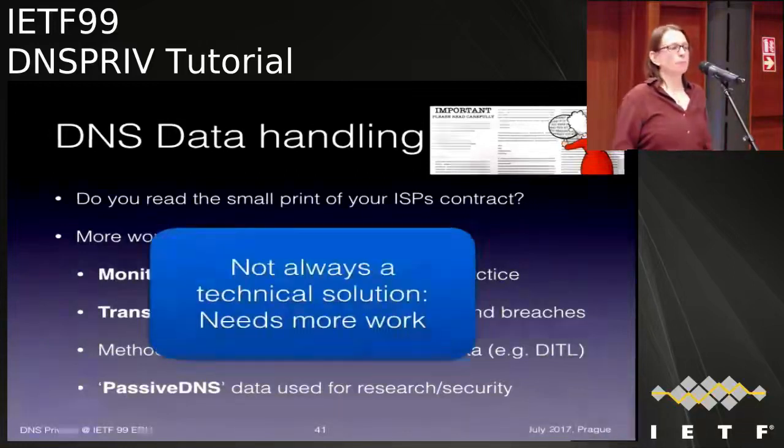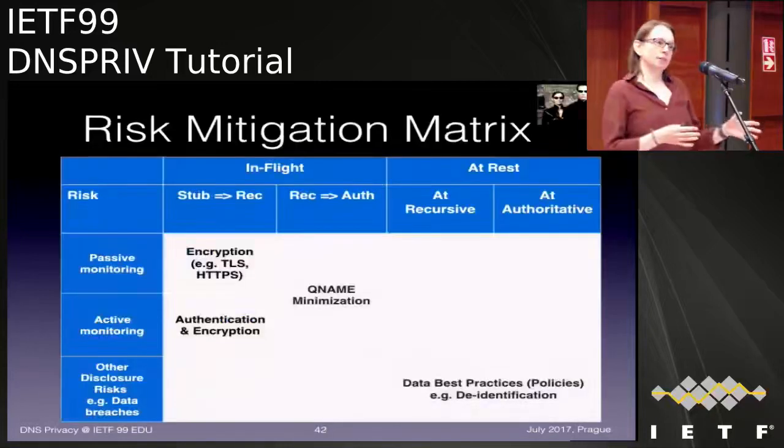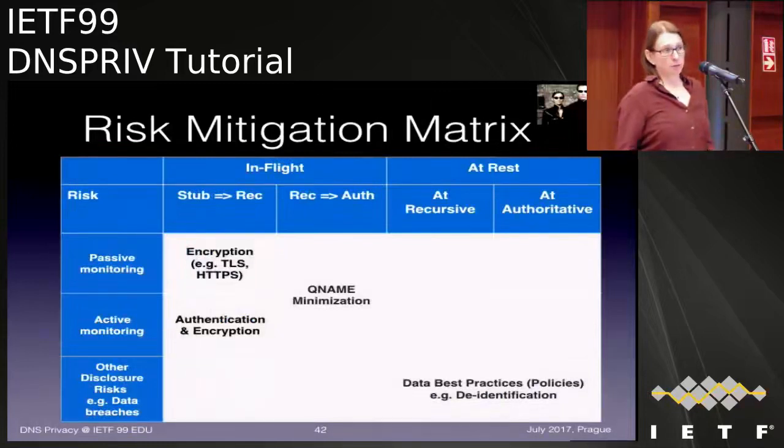Now, a lot of this work is probably well outside the scope of the IETF, and it's not really technical solutions in all the cases. But without solutions to this work going hand in hand with encryption on the wire, we won't have the full picture available. So to come back to that matrix I had earlier on and talk about which parts of it we can mitigate with the work we've done to date: we can encrypt stub to recursive to protect against passive monitoring. If you authenticate that, then you're protected against active monitoring, which is good. For the recursive to authoritative, we can do QNAME minimization, which at least mitigates the leakage of information. And we still need to do more work on tackling data handling policies and practices at rest.